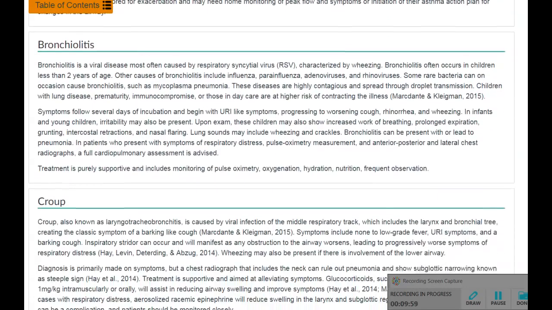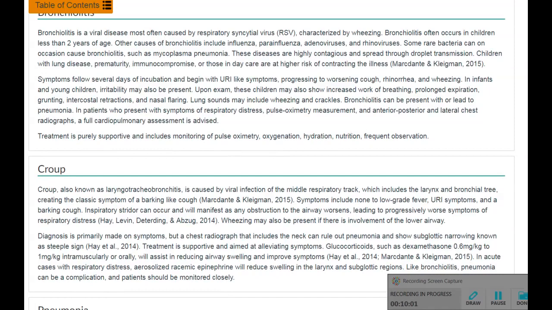Bronchiolitis is a viral disease most often caused by respiratory syncytial virus, or RSV, characterized by wheezing. Bronchiolitis often occurs in children less than 2 years of age.